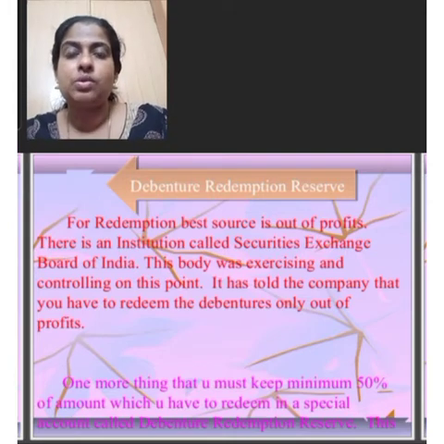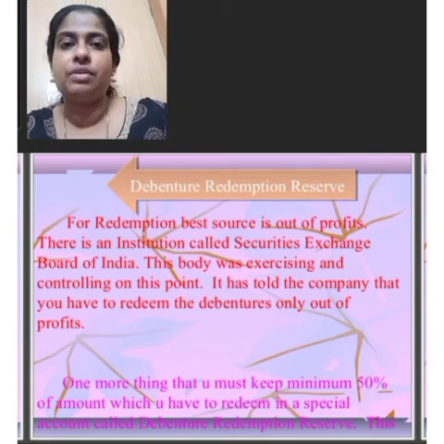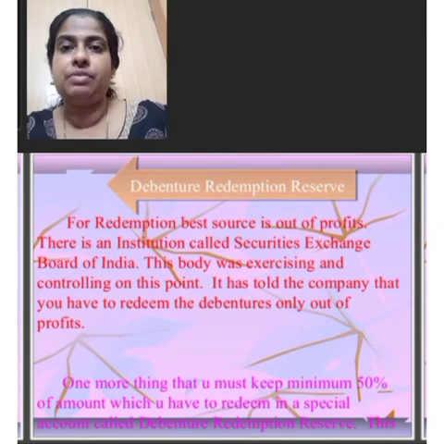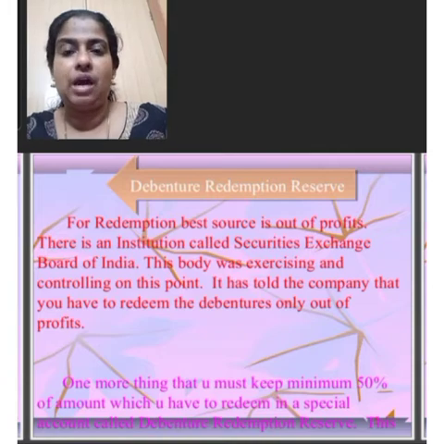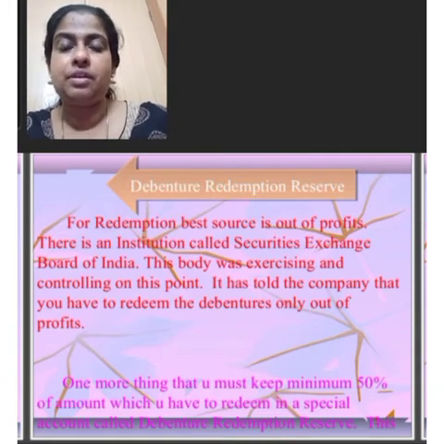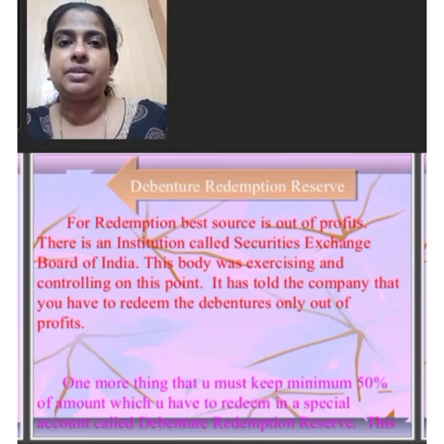The important sources of finance for the redemption of debentures are redemption from the proceeds of fresh issue of shares and debentures, redemption of debentures out of capital, and redemption of debentures out of profits. The first method is redemption from the proceeds of fresh issue of shares and debentures.